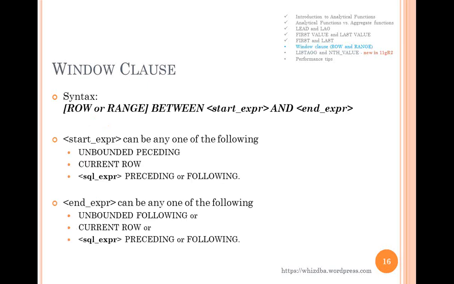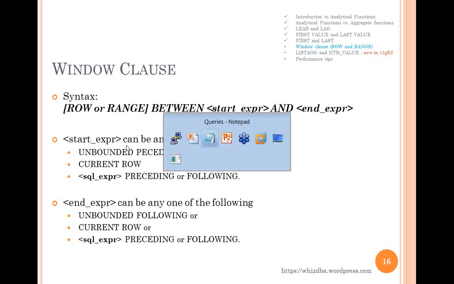The syntax for the window clause is rows or range between start expression and end expression. The start expression can be any of the following: unbounded preceding, current row, preceding or following. Similarly, the end expression can be any of the following: unbounded following, current row, preceding or following. I'll just demonstrate this with the help of an example.